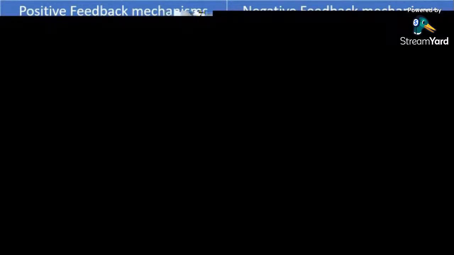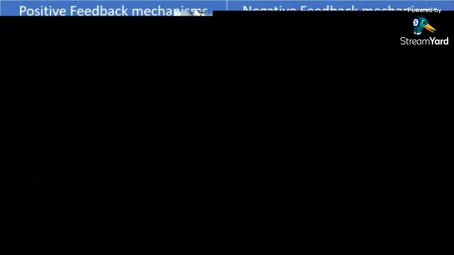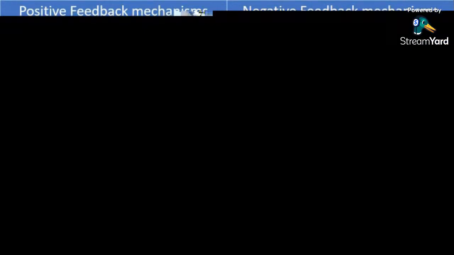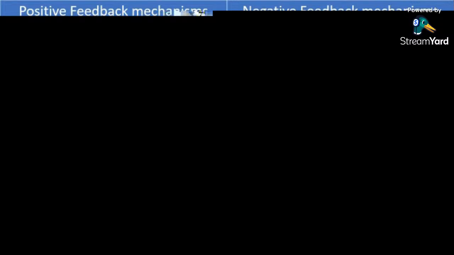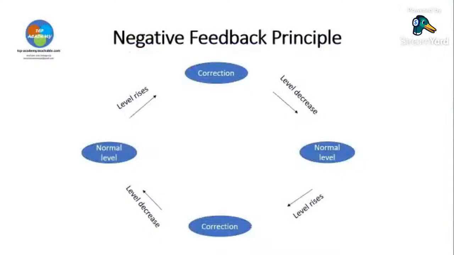Now, body temperature. With the body temperature, if it is too high, the hypothalamus will detect this and it will send information for more sweating, dilation of the blood vessels. What that means is that the blood vessels are going to become larger. The hair on the skin will pretty much relax so that air can flow over easily to cool the body. And of course, again, the reverse. So here we have four examples of positive feedback mechanism and another four examples of negative.